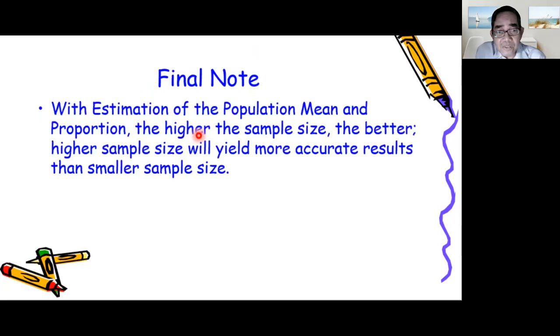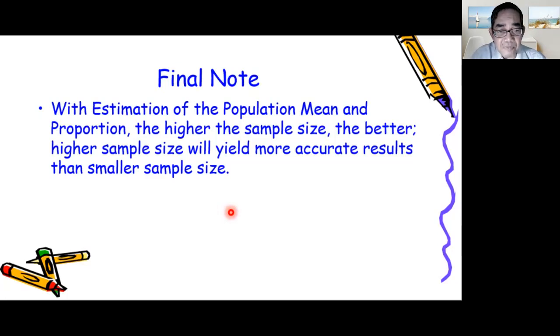Okay, one final note. With estimation of the population mean and the population proportion, the higher the sample size, the better. Much larger sample size will yield more accurate results than smaller sample size. So with estimation, the larger the sample size, the better. But of course, you need to look into some ethical considerations when you get more sample size than is necessary.